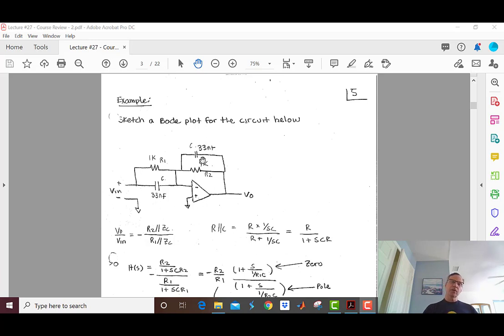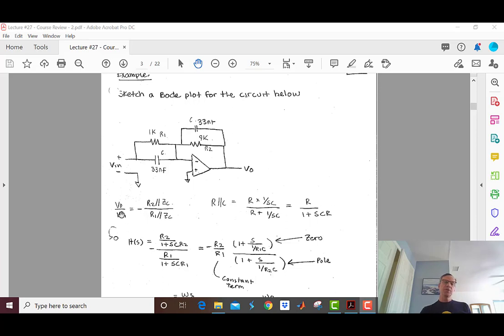Since both of these look the same, let's work both of them in one shot and ask, what's a resistor in parallel with a capacitor? You see we have a resistor in parallel with a capacitor and a resistor in parallel with a capacitor. It will be R times 1 over SC divided by R plus 1 over SC. We'll reduce that a little bit just to get stuff out of the denominator, and it's equal to R over 1 plus SCR.